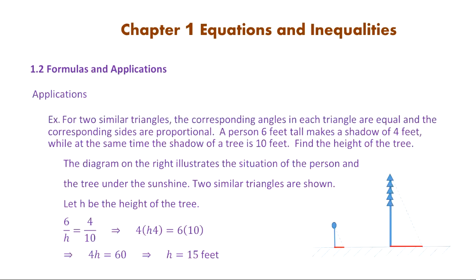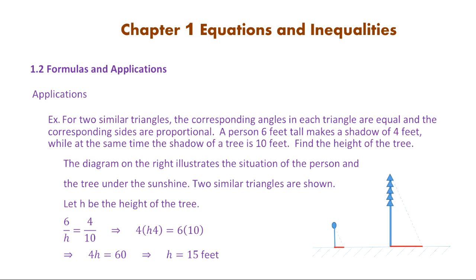Okay, then we can make a proportion for these two similar triangles. So 6 is the height of the person. If you divide 6 by h, the height of the tree, then it should be equal to the shadow of the person divided by the shadow of the tree, because they always enlarge or shrink by the same ratio, right? So 6 over h equals 4 over 10.